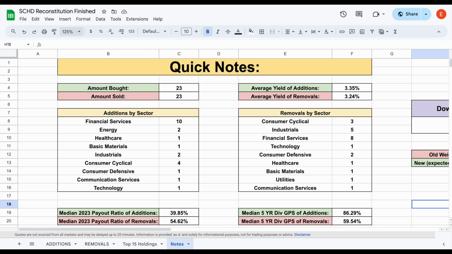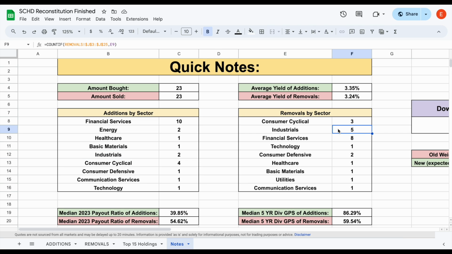I'll go ahead and zoom in. Again, we've already touched on this, but the amount bought was 23 and the amount sold out of was 23. So basically it's a wash as far as additions and sales. And if we look at the additions by sector, this is interesting. We can see they added 10 companies in the financial services sector, but they sold out of 8. So we're going to see more companies in financial services. We can also see they added 4 companies in consumer cyclical while selling out of around 3. Something else worth noting here is we can also see they added 2 companies in industrials, but they sold out of 5 companies in the industrial sector.